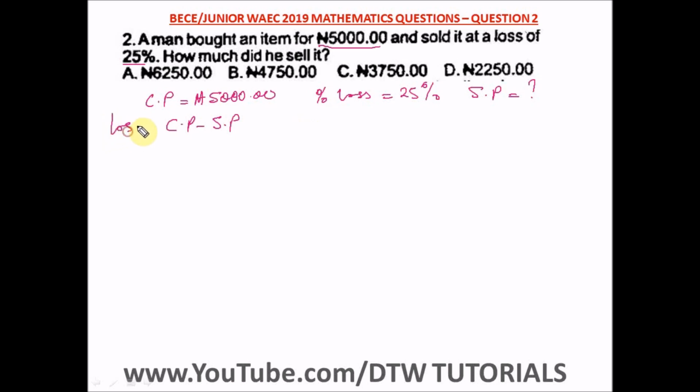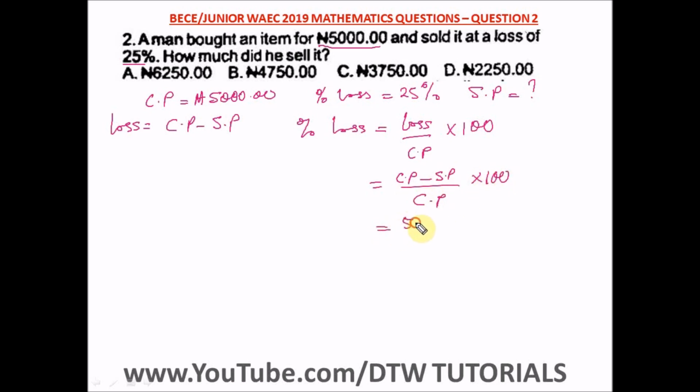The loss is equal to your cost price minus selling price. And to get our percentage loss, it is equal to our loss, which is cost price minus selling price, divided by our cost price, times 100. All right, that is CP, cost price, minus SP, selling price, over CP times 100. Okay, what's our cost price? That's 5,000.